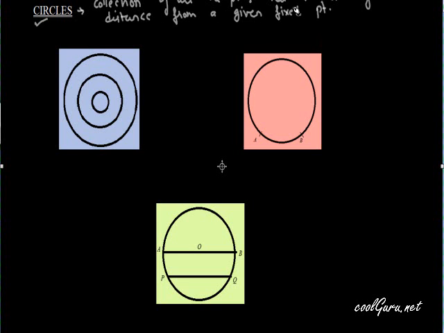So what is a circle? It is the collection of all the points in a plane which are at a given constant distance. This constant distance is called radius, from a given fixed point, and this fixed point is called the center of the circle. For example, in this figure, this is the center O, and the distance from center to the circumference, this OA, is radius.